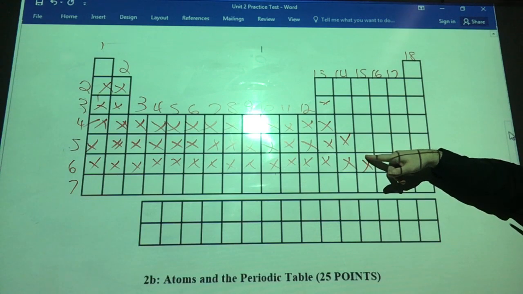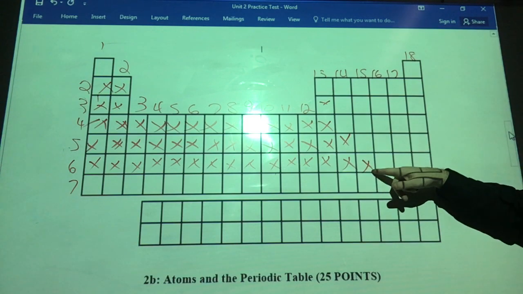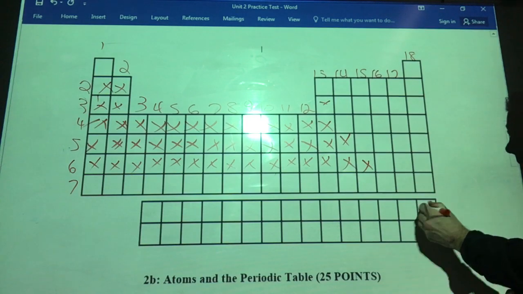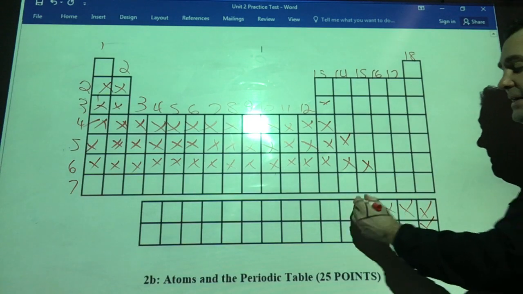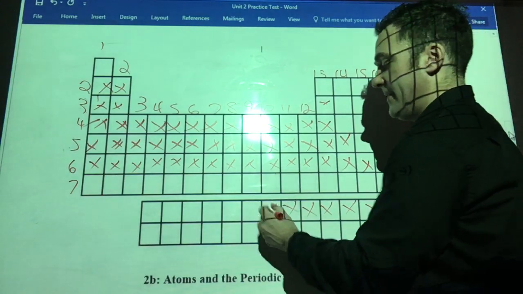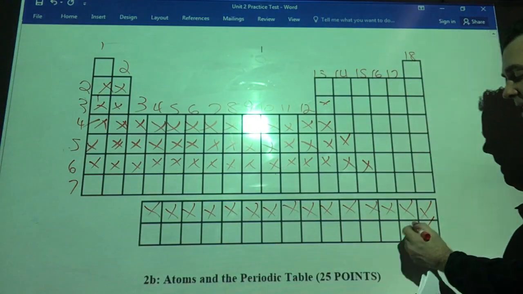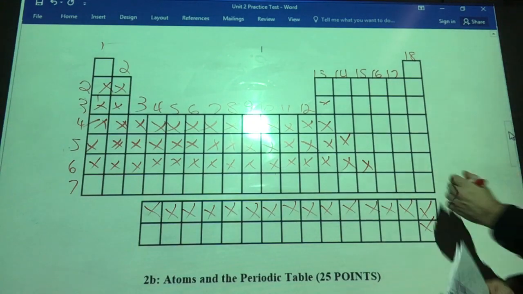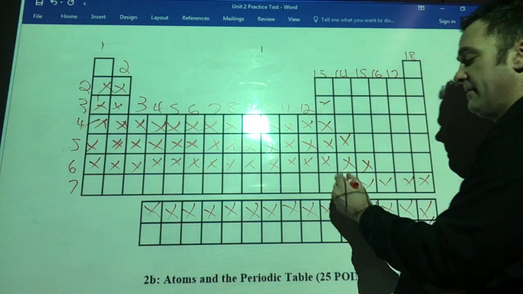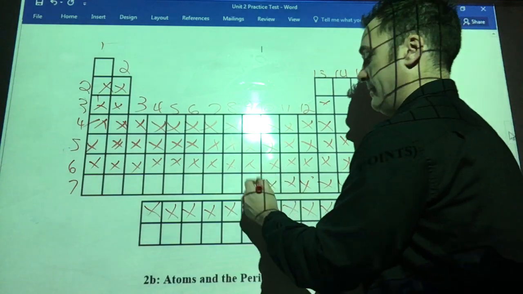Okay. All elements of period 7. And it also says the lanthanides. So put an X in all these. These are the lanthanides, the top ones. And then the last one is all elements in period 7. So every single element in this row is an X.